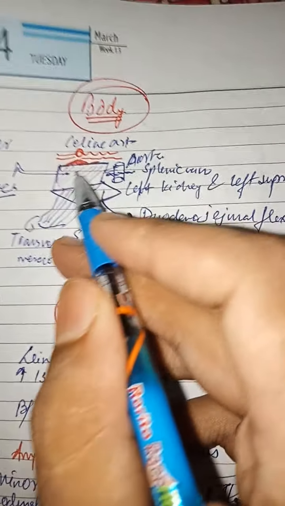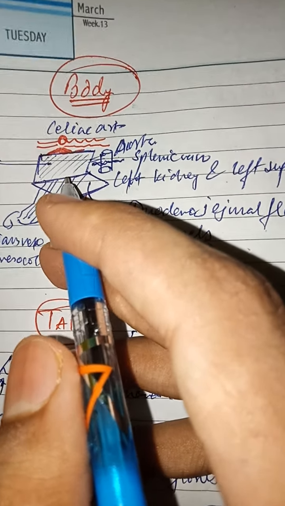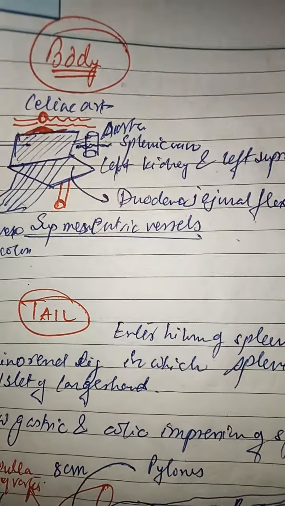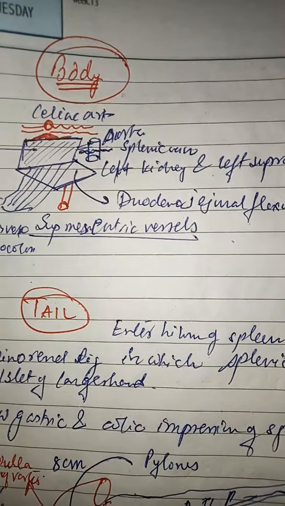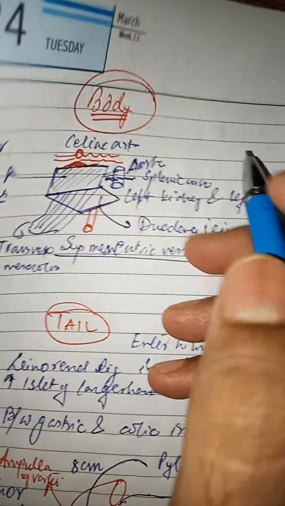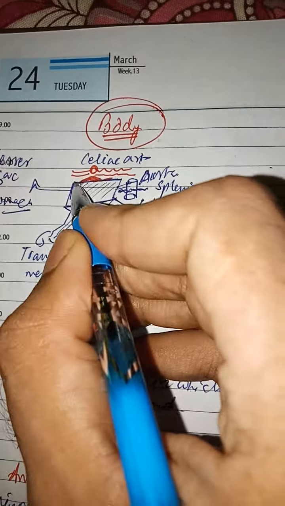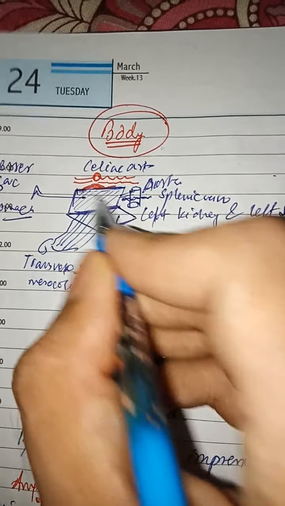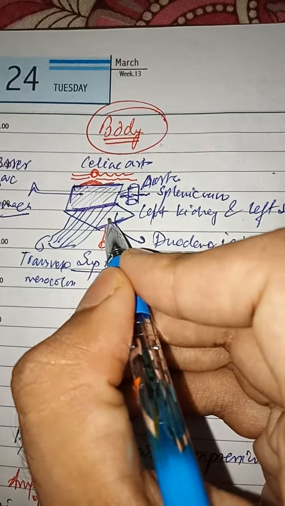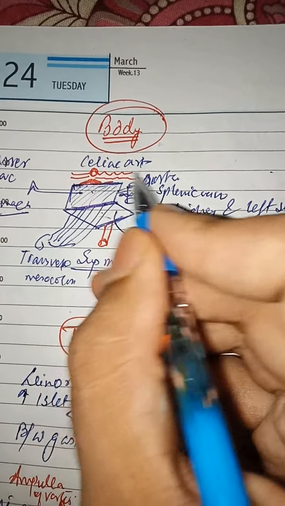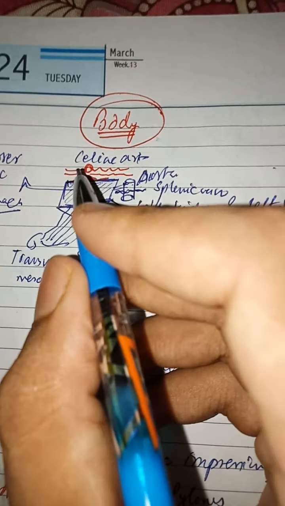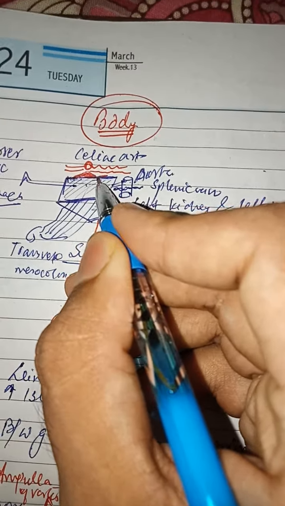Now coming to the body of the pancreas. The body of the pancreas is an elongated part extending from the neck of the pancreas to the tail of the pancreas. So it has three borders: the anterior border, the superior border, and the inferior border. It has three surfaces: the anterior surface, the posterior surface, and the inferior surface. And one process, that is the tuber omentale.